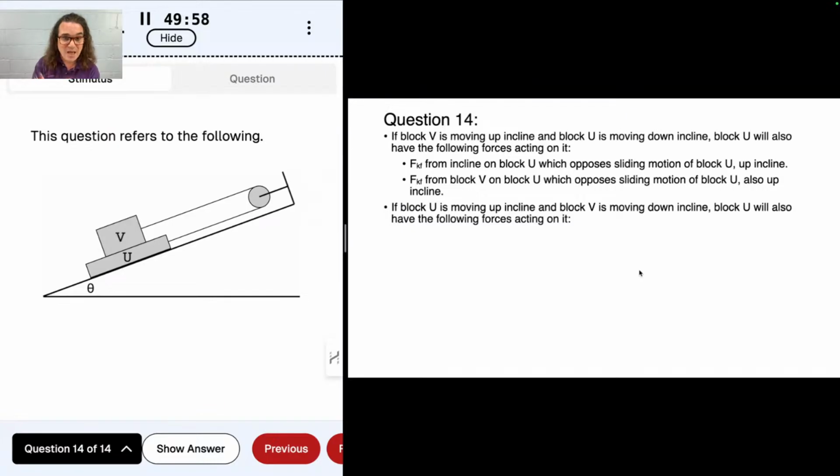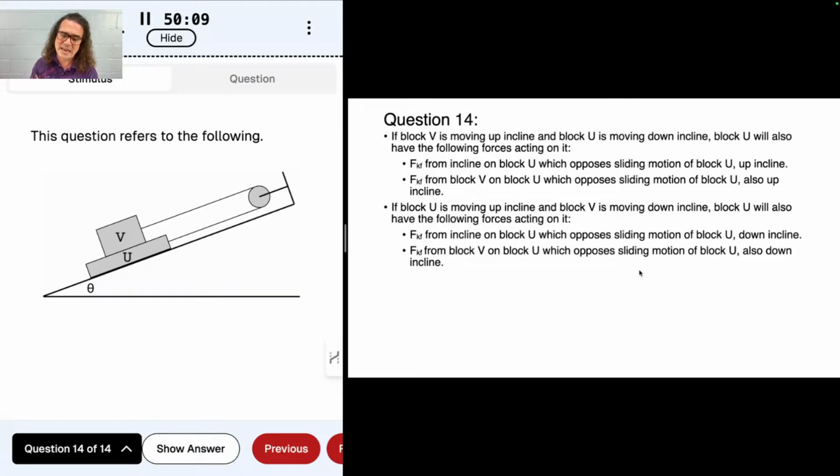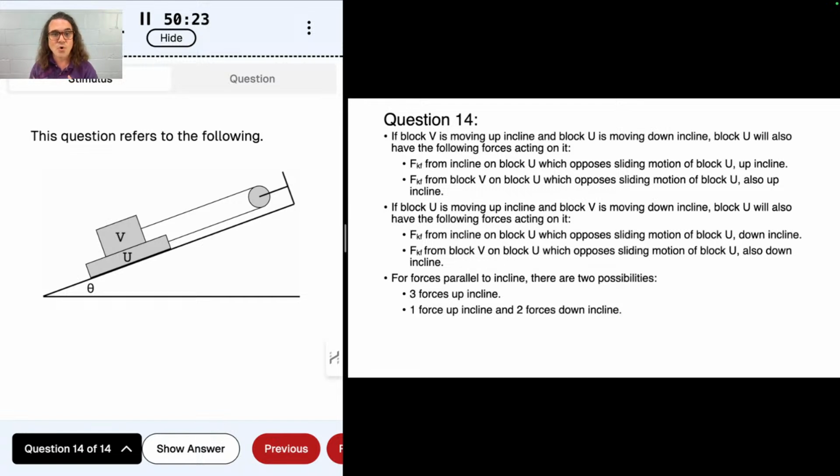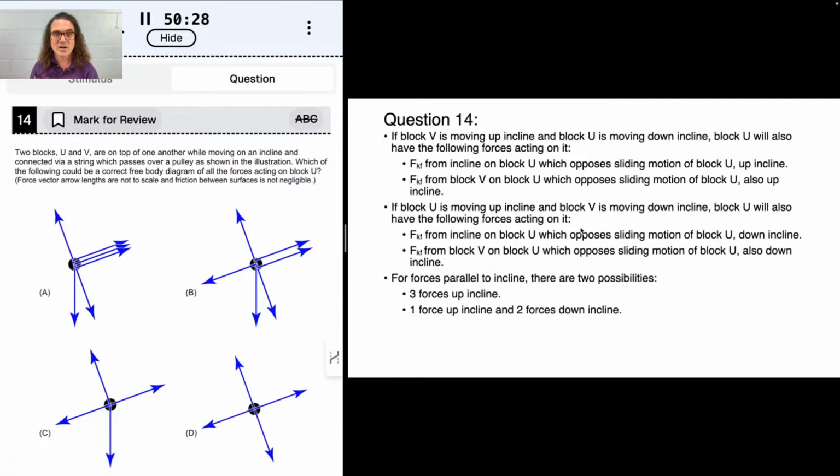And if block U is moving up the incline and block V is moving down the incline, block U will also have the following forces acting on it. So the force of kinetic friction from the incline on block U, which opposes the sliding motion of block U, which is down the incline, and the force of kinetic friction from block V on block U, which opposes sliding motion of block U, which is also down the incline. In other words, for the forces parallel to the incline, there are either 3 forces up the incline or 1 force up the incline and 2 forces down the incline. Therefore, the correct answer is answer choice A.